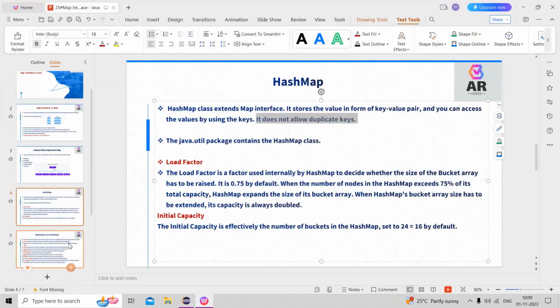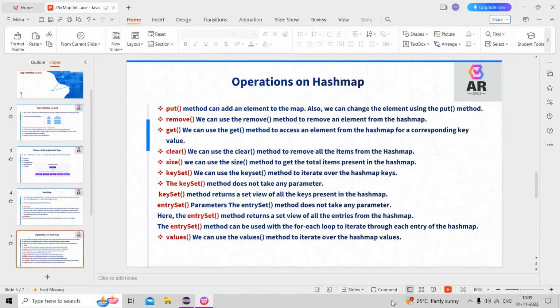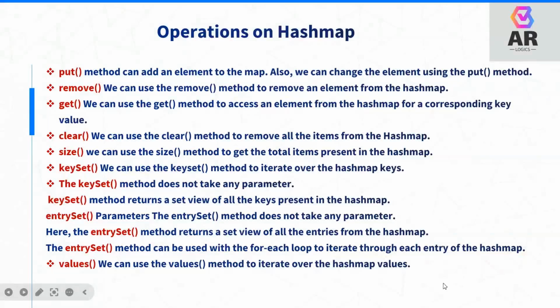Okay, this is for the hash map. How many ways to implement the hash map? Okay, I will show it to you. One is put, and remove, and get, and clear, size, key set, entry set, values. These things you can go to display.